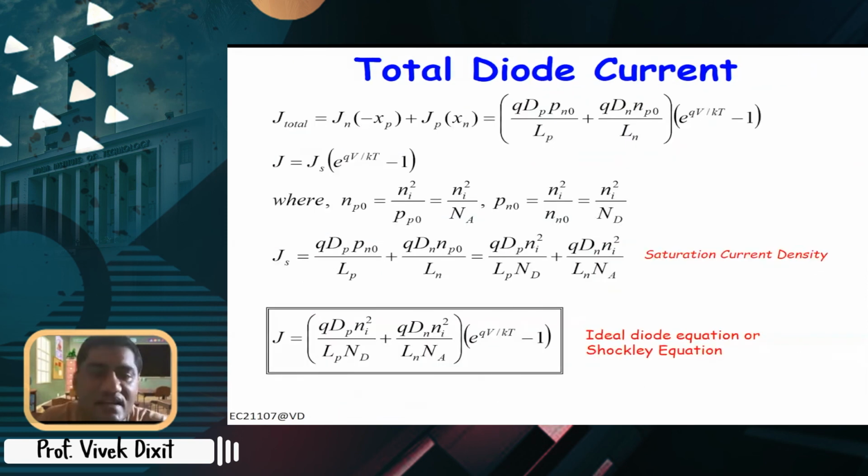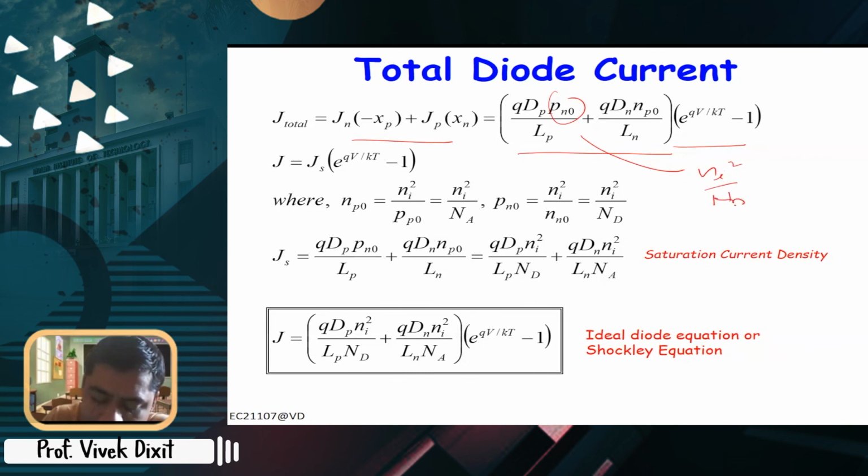Okay, so this is the total current. When you add the two currents, q Dp pn naught by Lp, Dn np naught by Ln, exponential qV by kT. Now, because pn naught is ni square by Nd or Nn, similarly np naught is ni square by Na, and L is root D tau.